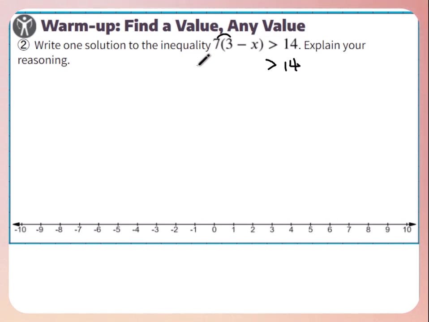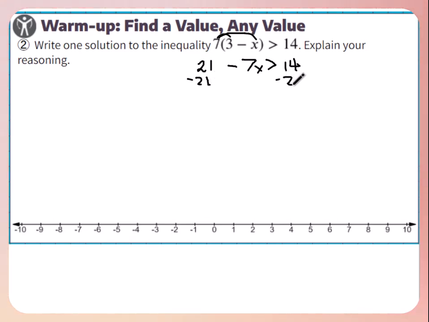So let's start with 7 times 3. 7 times 3 is 21. And then 7 times x, don't forget there's a minus in between. 7 times x is 7x. All right, now we can work on isolating that variable. So we're going to start with reverse order of operations and get our constants on the right. So I'm going to subtract 21 from both sides.